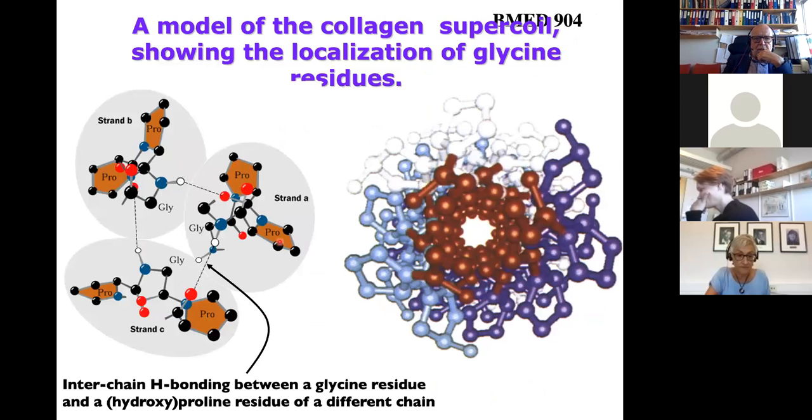And this slide summarizes why every third amino acid needs to be a glycine, because glycine faces inward in the triple helix. And the way it's packaged, there is not room for any side chains, whereas the proline side chain, which is a bulky side chain, is on the outside. And it's super important that collagen is hydroxylated, because this leads to the formation of hydrogen bonds that keep the 3 chains together.